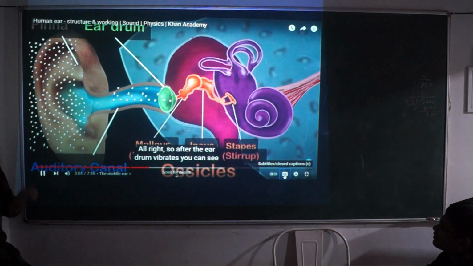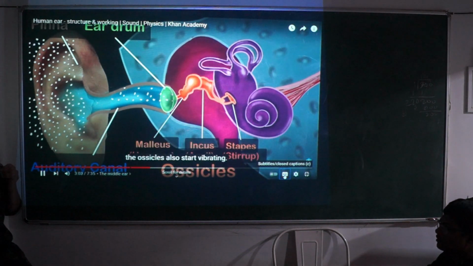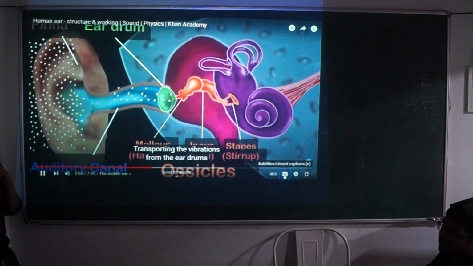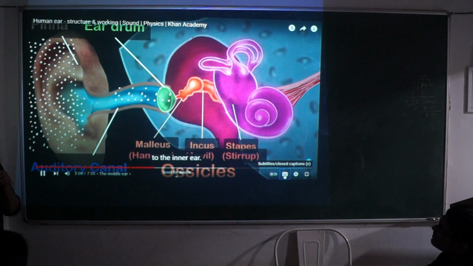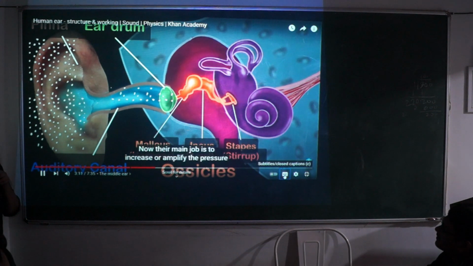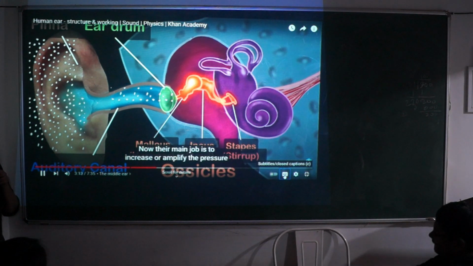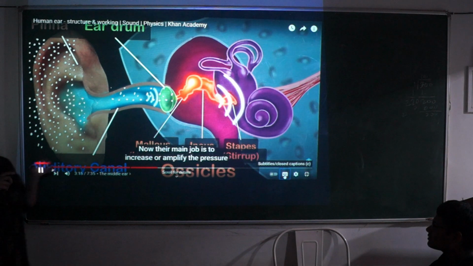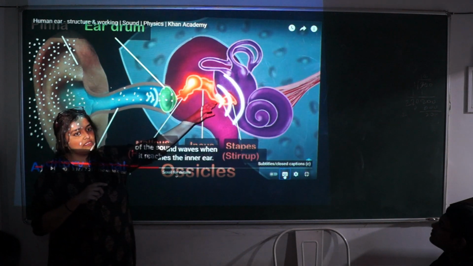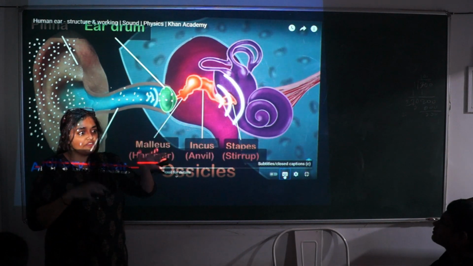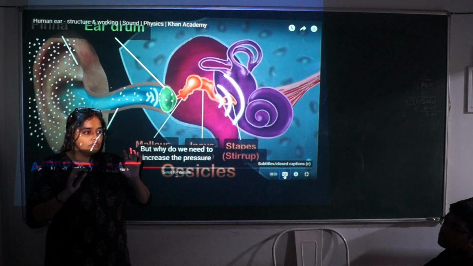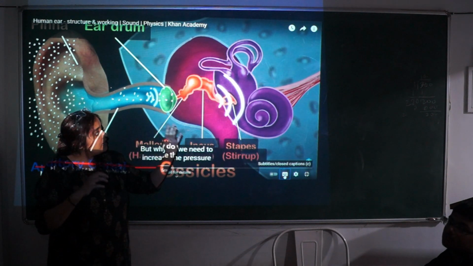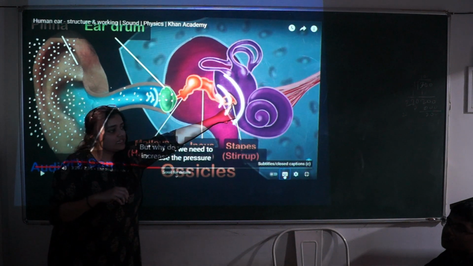Alright, so as the eardrum vibrates, you can see the ossicles also start vibrating, transferring the vibrations from the eardrum to the inner ear. Now their main job is to increase or amplify the pressure of the sound waves when it reaches. Why do you think they do this? It's because when they are set into motion, they will amplify. Do you understand amplification?